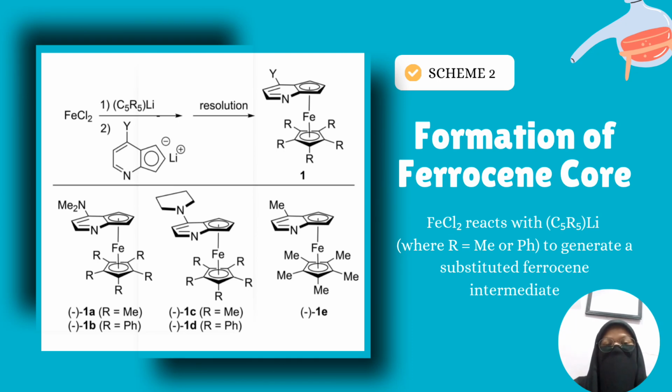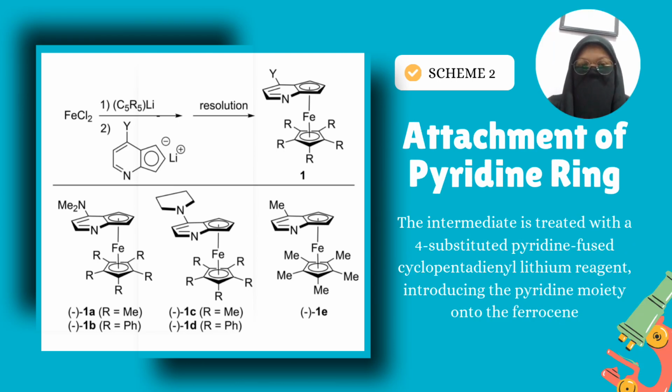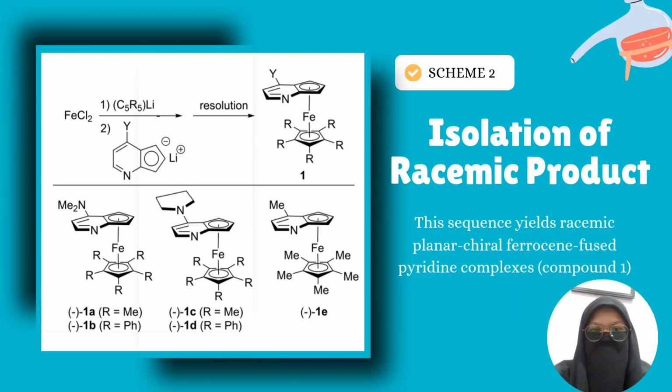Let's look at scheme 2, which outlines the synthesis. The process starts with iron dichloride, FeCl2. In the first step, FeCl2 reacts with the substituted cyclopentadienyl lithium reagent, denoted as C5R5Li. Here R can be a methyl or phenyl group. In the second step, the intermediate is treated with a 4-substituted pyridine-fused cyclopentadienyl lithium reagent, shown on the left of the scheme. This sequence forms a racemic mixture of planar chiral ferrocene-fused pyridine complex labeled as compound 1.